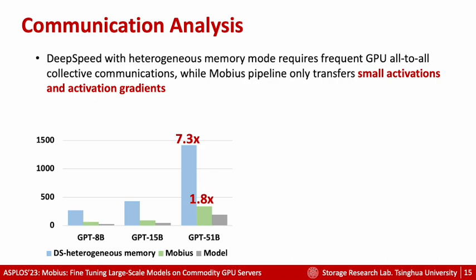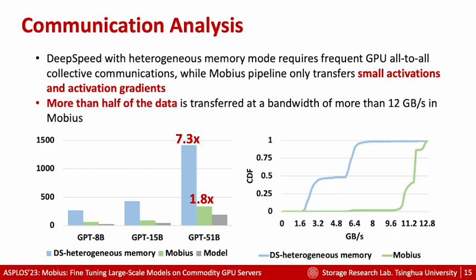For communication contention, we collect the bandwidth statistics. The maximum bandwidth measured is 13.1 GB per second. The CDF shows that in Mobius, most data is transferred at a bandwidth of more than 12 GB per second. However, DeepSpeed with heterogeneous memory mode transfers most data at a bandwidth of less than 6 GB per second. This verifies that Mobius effectively mitigates the communication contention problem.